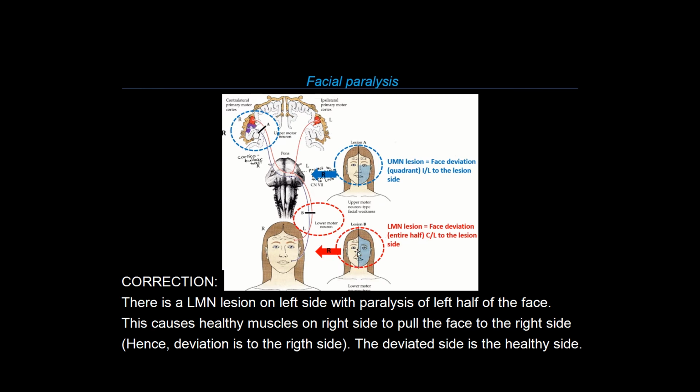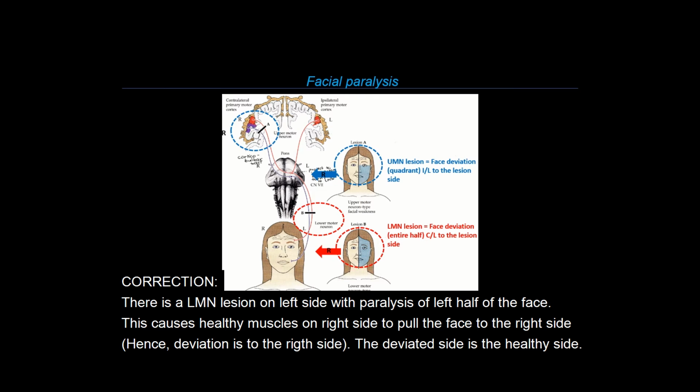This actually causes the healthy muscles on the left side to pull the face towards the right side, resulting in the deviation of the face away from the side of the lesion. So the deviated side is the healthy side, and the healthy side gets deviated towards the right, which is opposite to the side of the lesion.